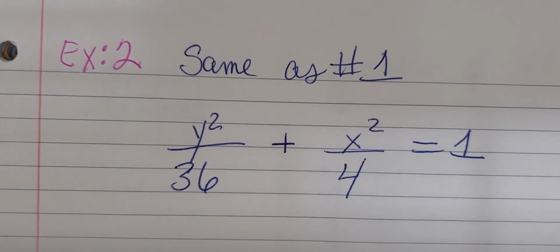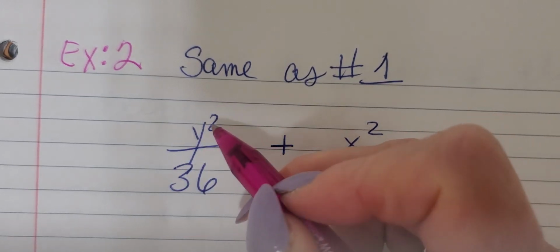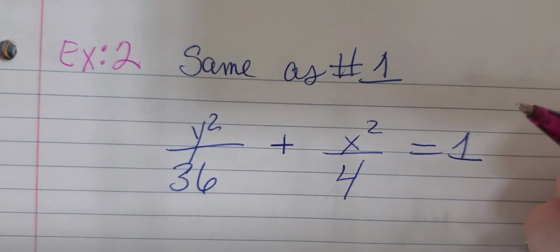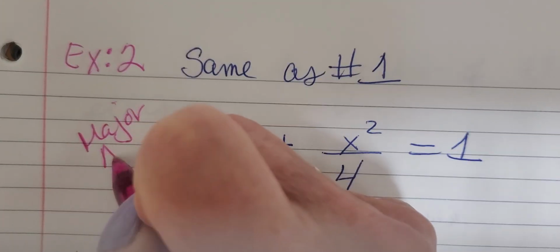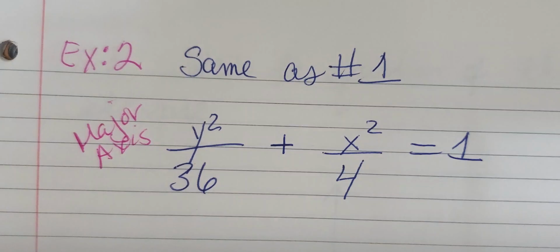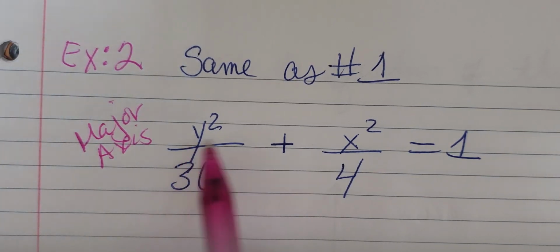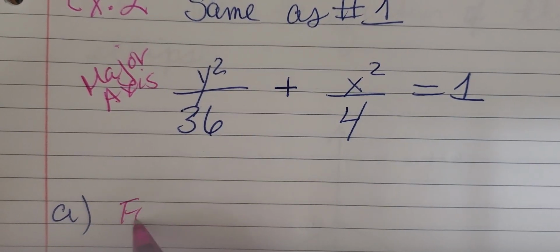Now let's do this one. Okay. Alrighty. See who's first? The Y is first. So that means that this is your major. Okay, here's your major axis. So here's what's happening here. First thing we're going to do is find the foci.